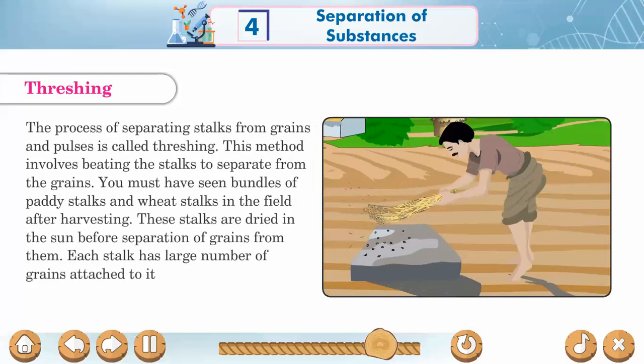Threshing. The process of separating stalks from grains and pulses is called threshing. This method involves beating the stalks to separate them from the grains. You must have seen bundles of paddy stalks and wheat stalks in the field after harvesting. These stalks are dried in the sun before separation of grains from them. Each stalk has a large number of grains attached to it.